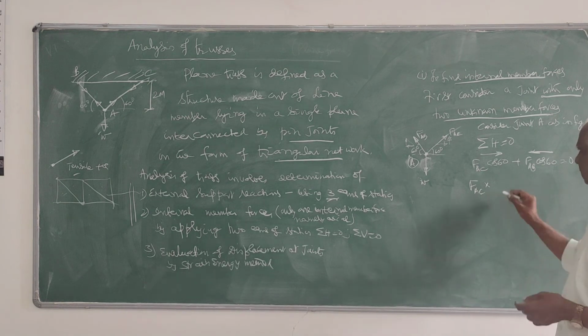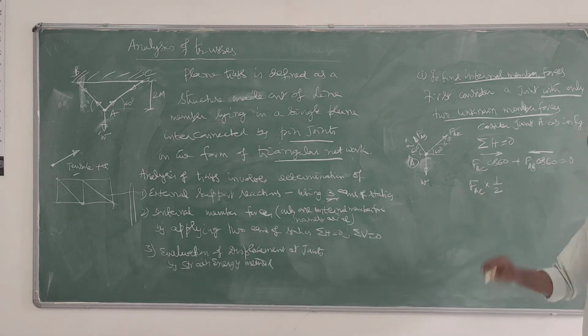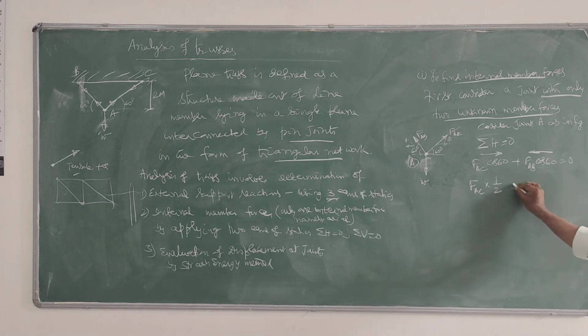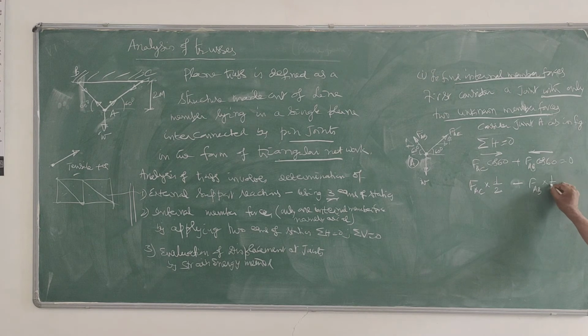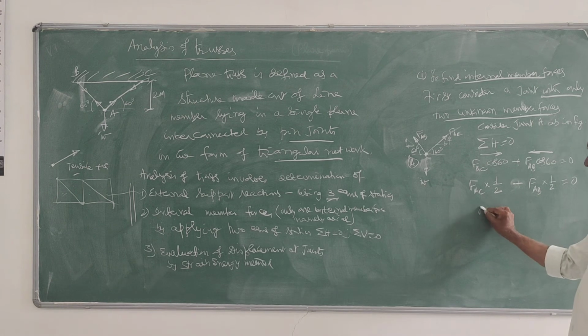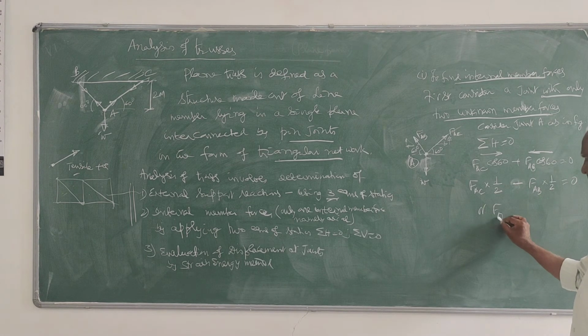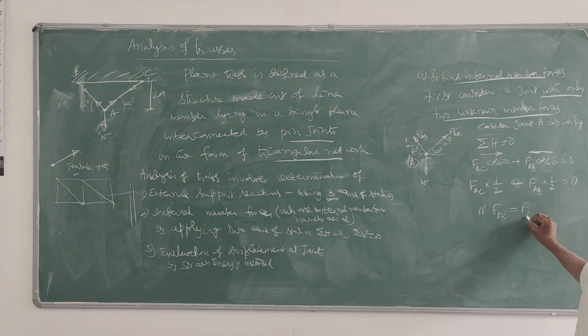Cos 60 means how much is that? Half. Cos 60 is half. Because we take left to right as positive, FAC into half minus FAB into half is equal to 0, or you will get FAC equals FAB. That half gets cancelled, you will get FAC equals FAB. So this is your first equation.